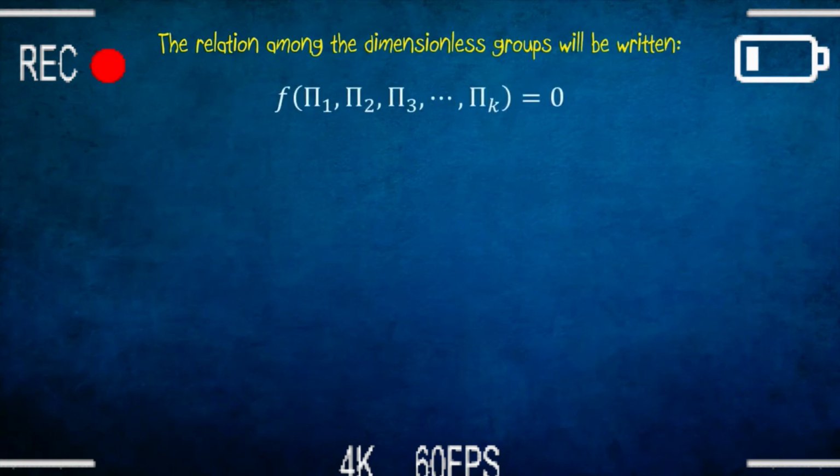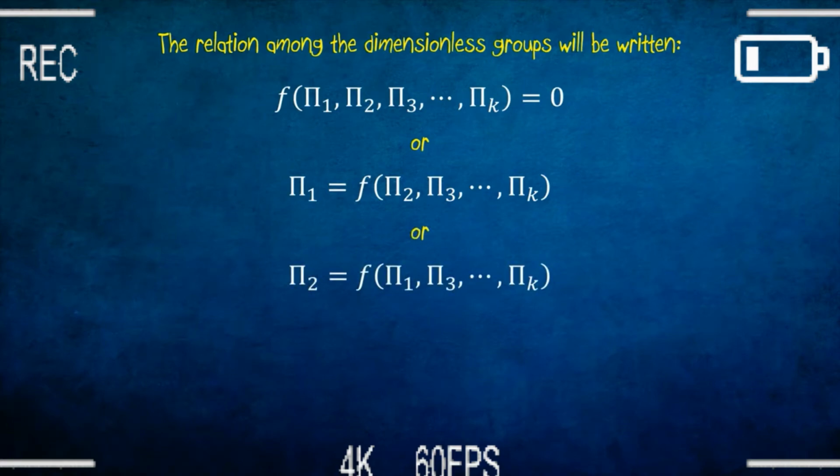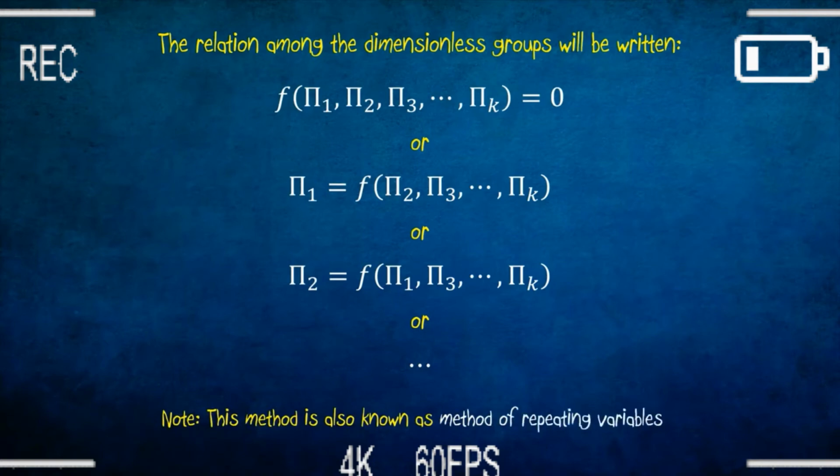And the relation among the dimensionless groups will be written as follows. Function of pi 1, pi 2, pi 3, until pi k equals 0. Or pi 1 is a function of pi 2, pi 3, until pi k. Or pi 2 is a function of pi 1, pi 3, until pi k. And so on and so forth. All these presentations are similar. This method is also known as the method of repeating variables.